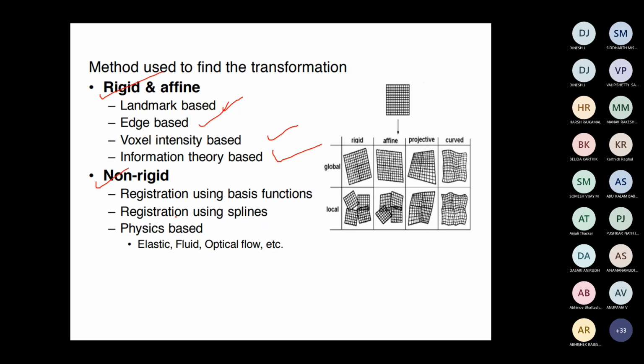And non-rigid is registration using basis functions. Registration we can do using splines also here. And physics based is elastic fluid, optical flow. So this and all, if you want to learn, it would need an entire module. So that much detail there is no need to go into. We will see the overview of image registration, how it will be done, and what the different methods available in that are.